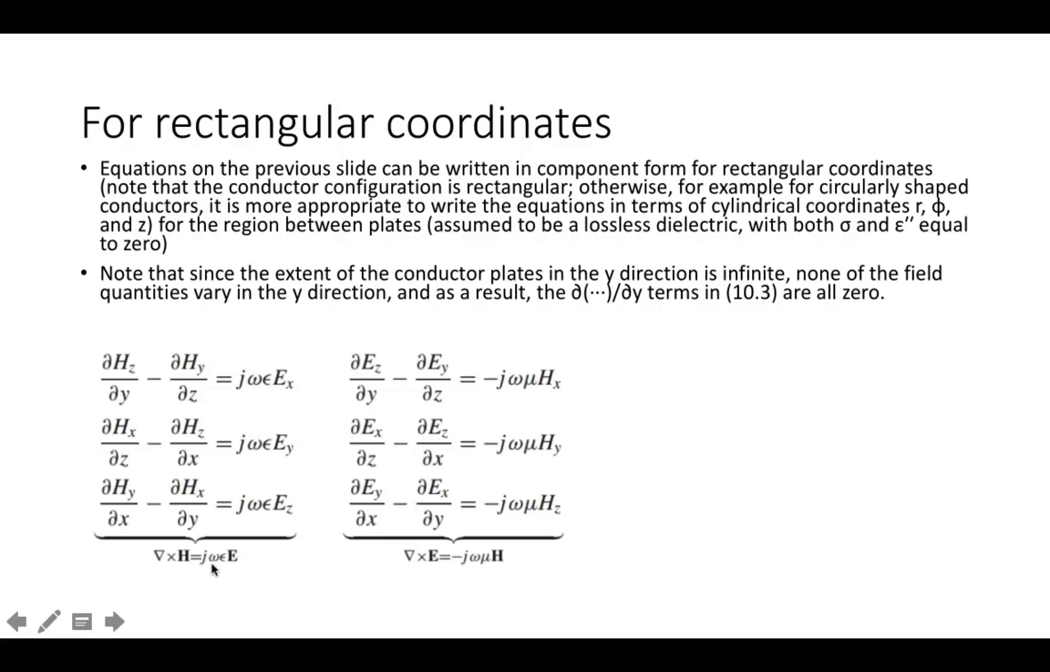These three represent the curl of H equal j omega epsilon E, where we have the x component, the y component, and the z component. And then these three on the right represent the curl of E equation, where once again we have x, y, and z.